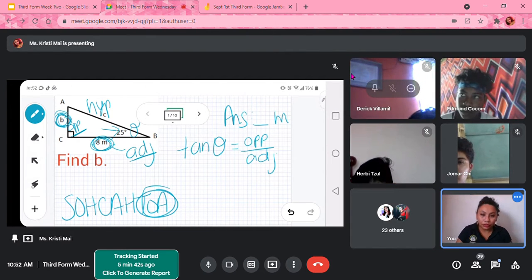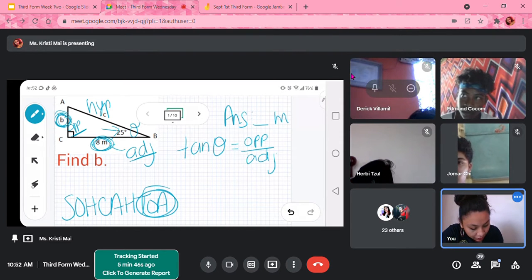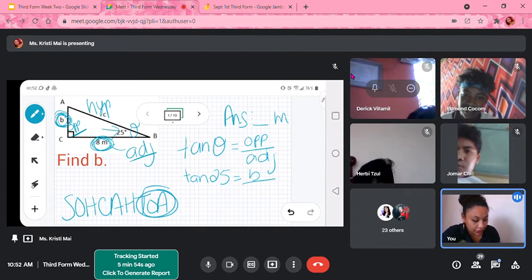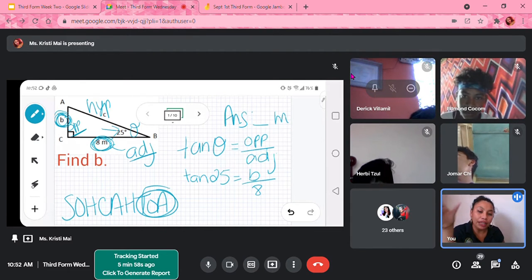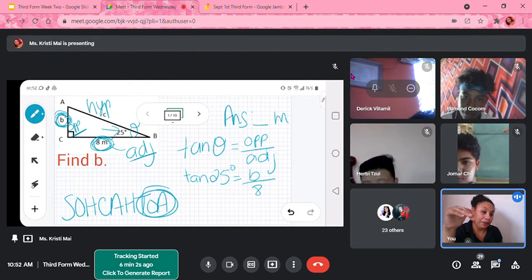Right? And I substitute what the question gives me. So I have tangent of 25 is equal to, what is the opposite? Well, the opposite is B. I don't know what it is. And the adjacent is 8. So now I have tangent of 25 degrees is equal to B over 8.